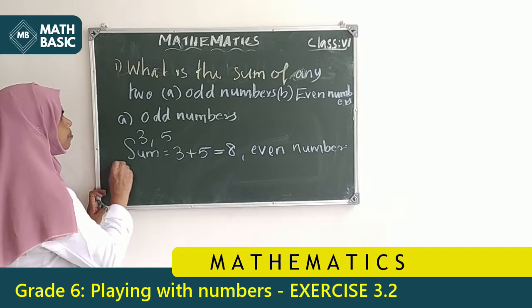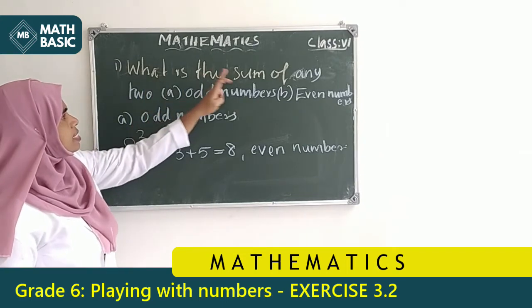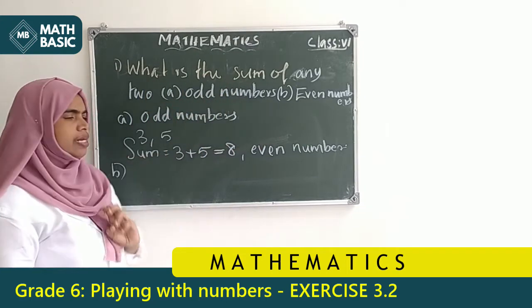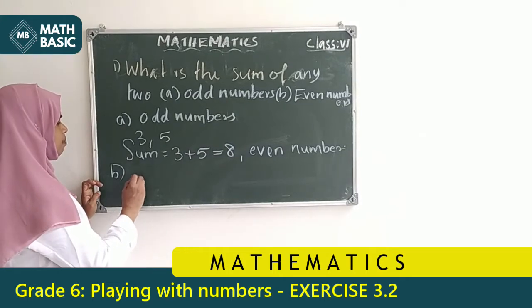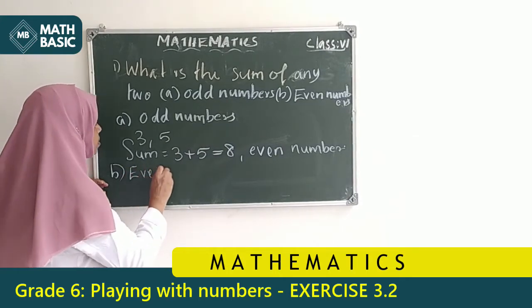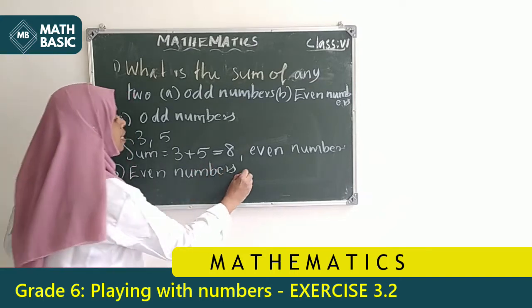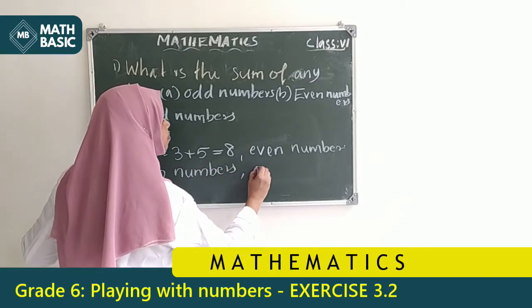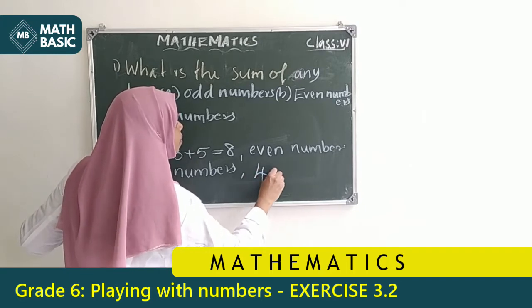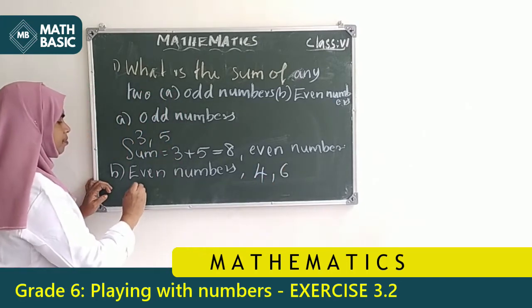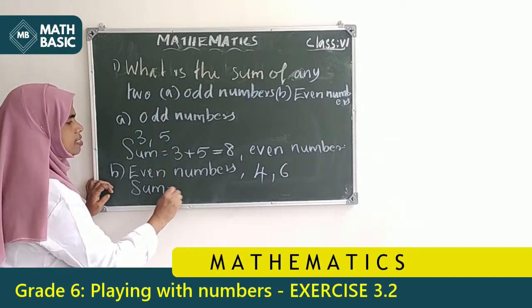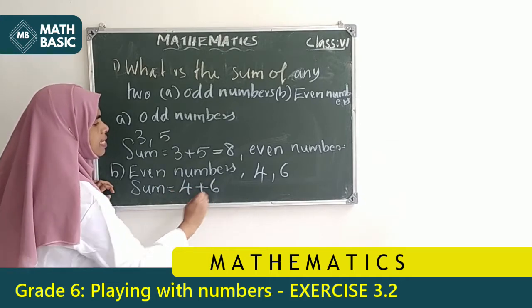Next, B. What is the sum of any two even numbers? Take two even numbers. Two even numbers are 4 and 6. Sum equals 4 plus 6.